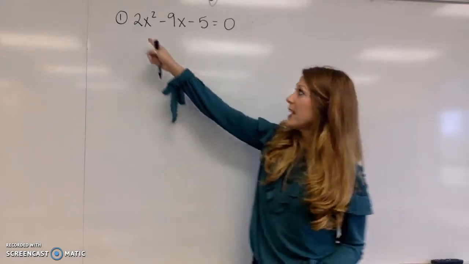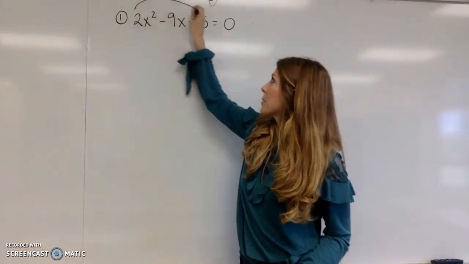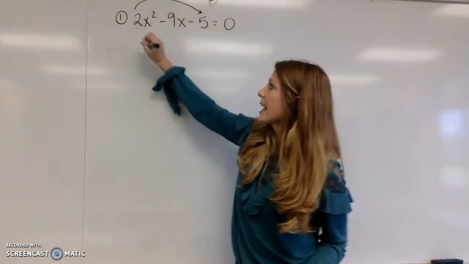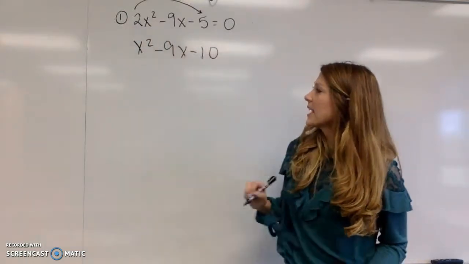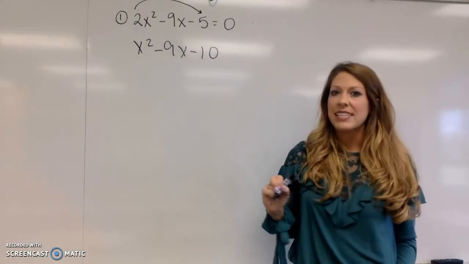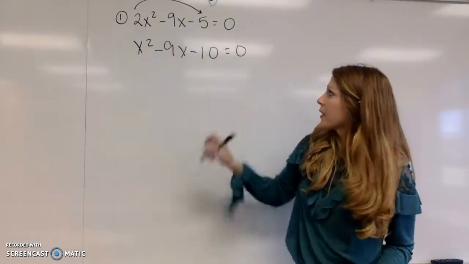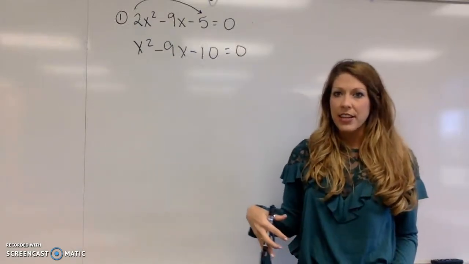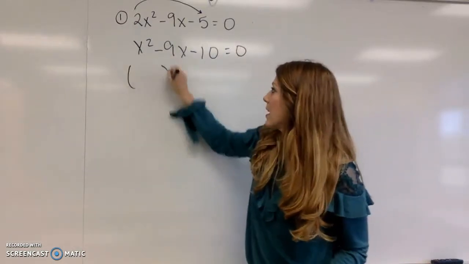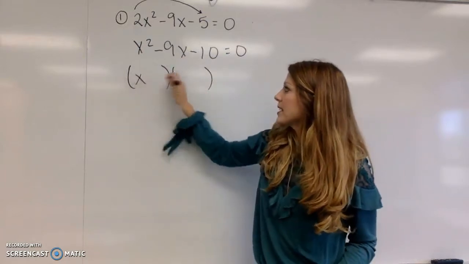So then to get rid of that leading coefficient, remember we slide it to the back, and when we slide it to the back, we multiply. So it becomes x squared minus 9x minus 10 equals 0. And when there is no leading coefficient, then if we're going to factor it, we can go ahead and factor it into the 2 sets of parentheses. So we're going to set up our 2 parentheses.